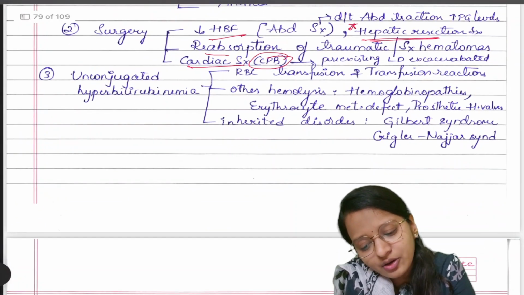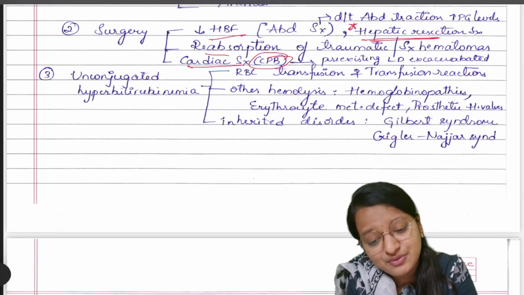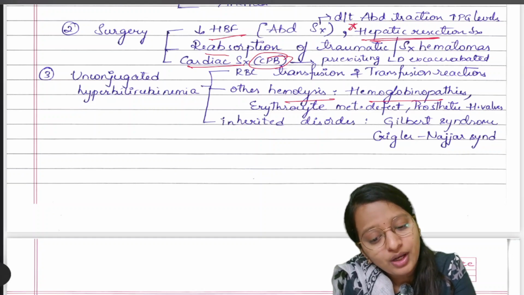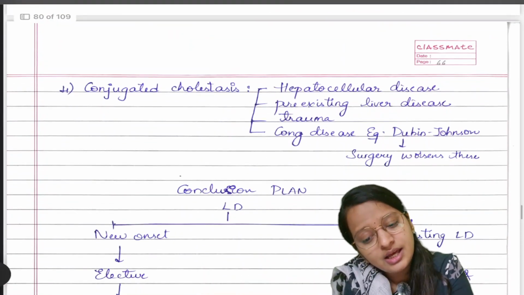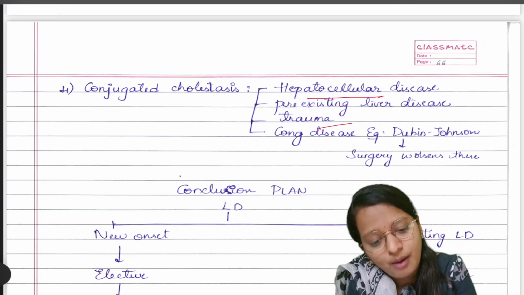Coming to the causes of unconjugated hyperbilirubinemia: blood transfusion reactions, hemolysis like hemoglobinopathies, erythrocyte metabolic defects, Gilbert syndrome, Crigler-Najjar syndrome, etc. And coming to conjugated, it might be hepatocellular disease, pre-existing liver disease, trauma, and Dubin-Johnson syndrome.